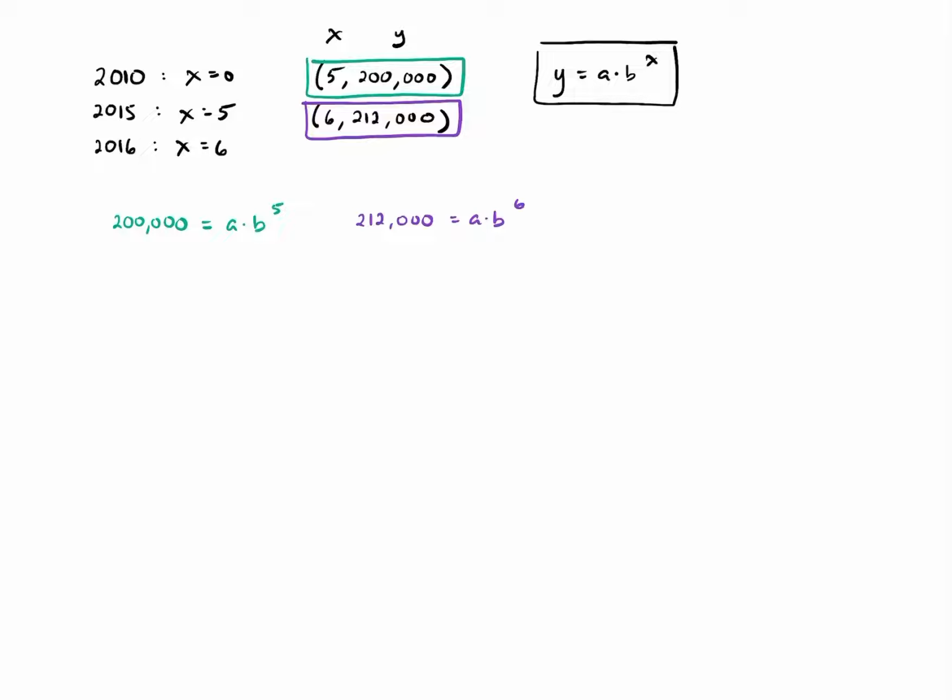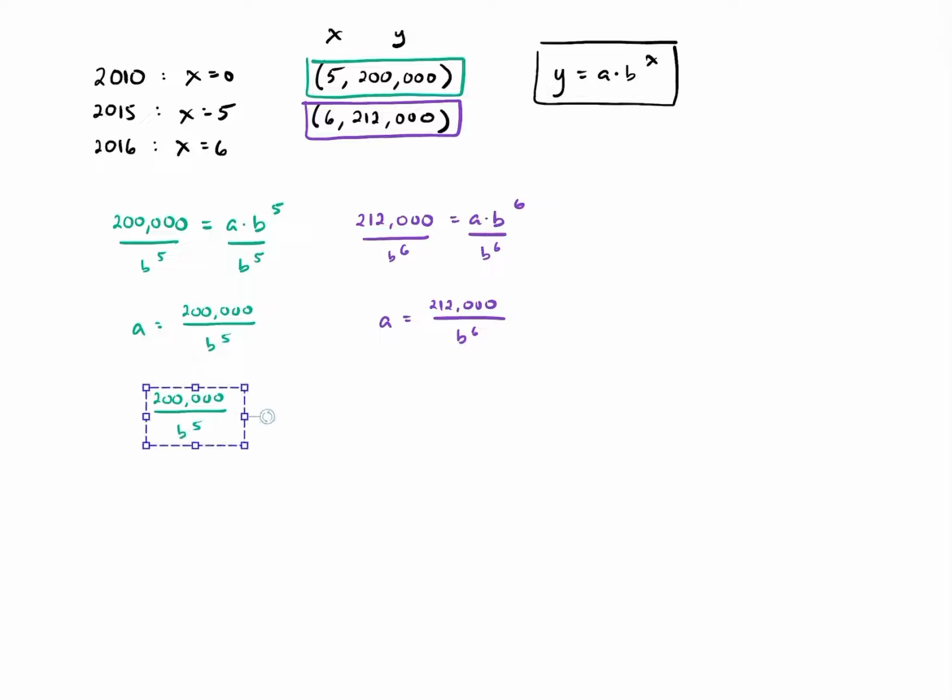Okay, so we're going to start with that. And what you can do is move some stuff around. If we divide this side by b to the 5th and b to the 5th, that means that a is equal to 200,000 divided by b to the 5th power. And for this other one, we can divide by b to the 6th and b to the 6th. Hopefully you can see that the strategy we're using is substitution. So we're making them both equal a. Once they both equal a, we can set them equal to each other. So I'm just going to take this one and say that it is equal to this one over here.